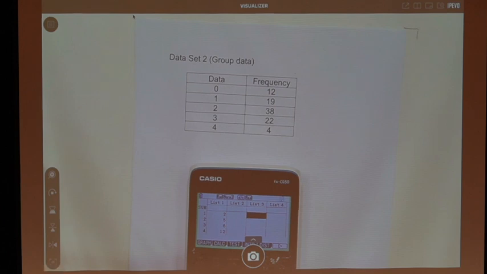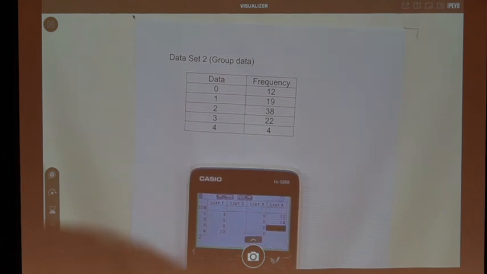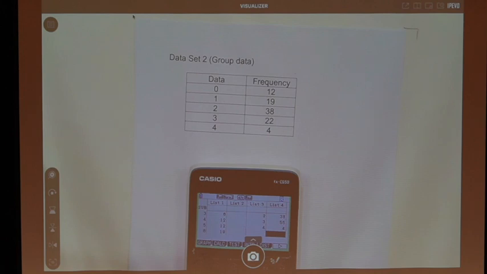So I have 0, 1, 2, 3, 4, and 12, 19, 38, 22, and 4. Alright, again, same thing, we are finding the mean there. So we go to Calc, check the setting. This time my data is not list 1, it's list 3. So go to list 3 if you want to. If yours is in list 1, that's fine.